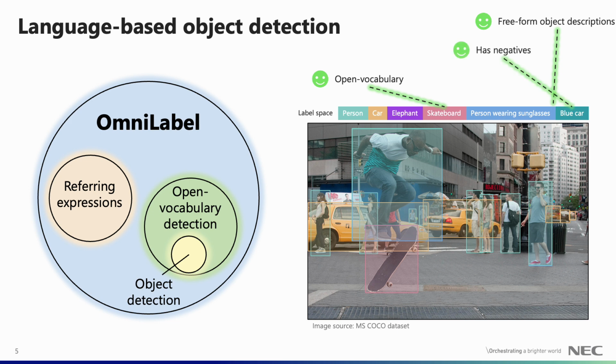The second point is that some of the object descriptions are negatives. This is the default in standard object detection, where not all categories are contained in all images, like the class elephant in this example. But what is new in our benchmark are the free-form object descriptions that are related to the image but do not refer to any object, like "blue car" in this image. Third, object descriptions can refer to not only a single, but multiple objects in the scene, like "a person wearing sunglasses."